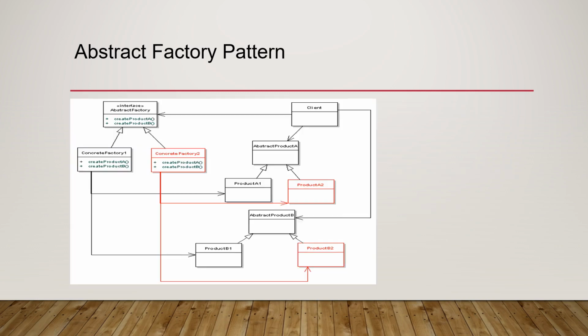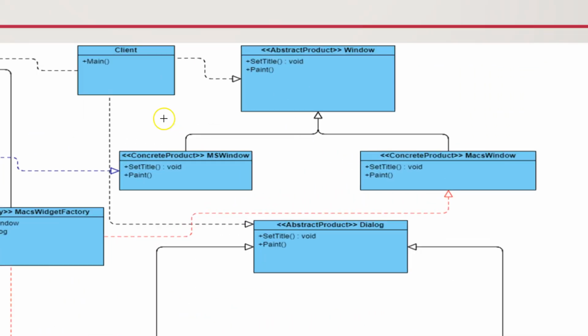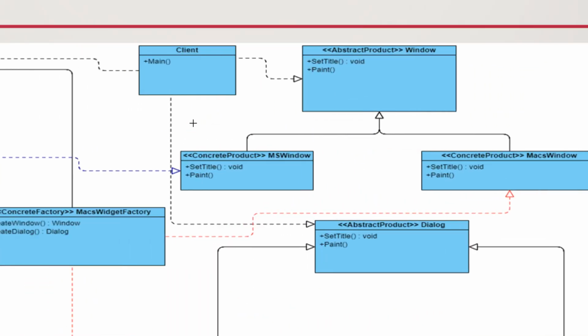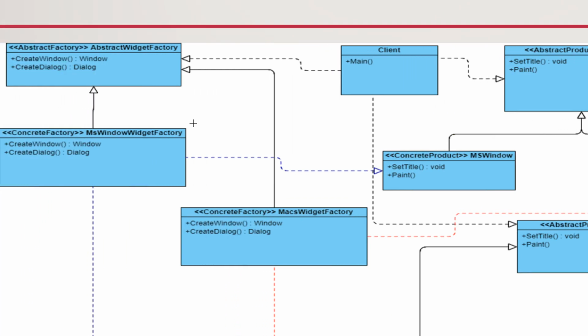So friends, what are we going to implement in the next sessions to understand this abstract factory pattern? We are going to implement this class diagram. Let me zoom in to understand the concept. Here this is your abstract factory, the AbstractWidgetFactory, and it has two methods, one for window and one for dialog. Window will return window-related objects and dialog will return dialog-related objects.